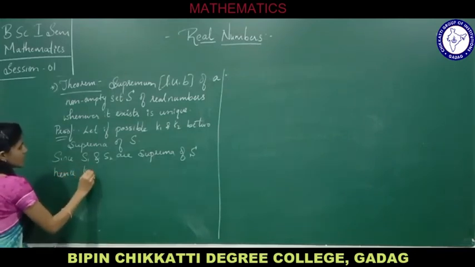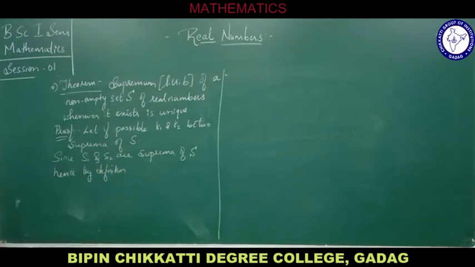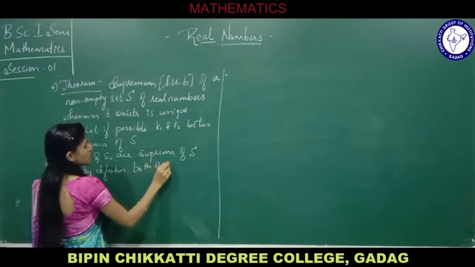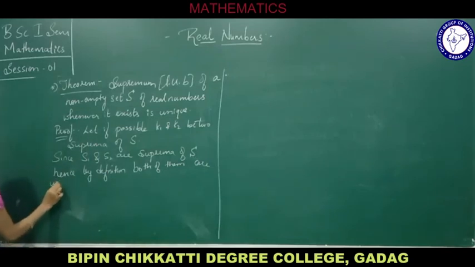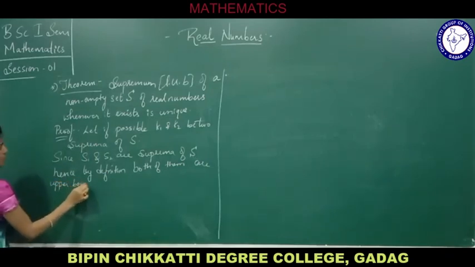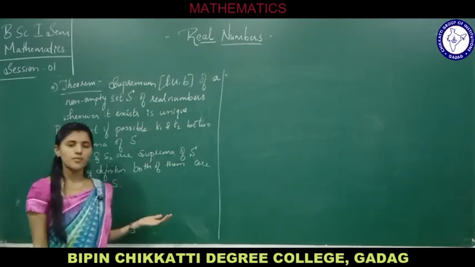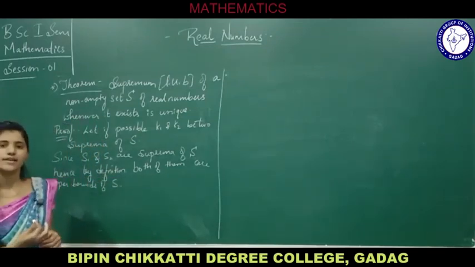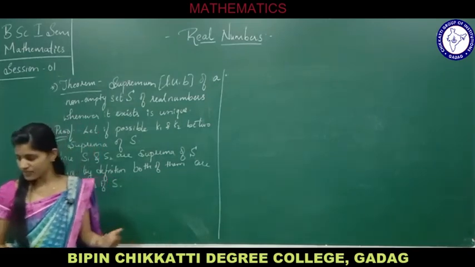Hence, by definition, both of them are upper bounds of S. If both are upper bounds of S, then what are we going to consider? Let K1 be the supremum and K2 be an upper bound. Let me consider that, applying the definition.